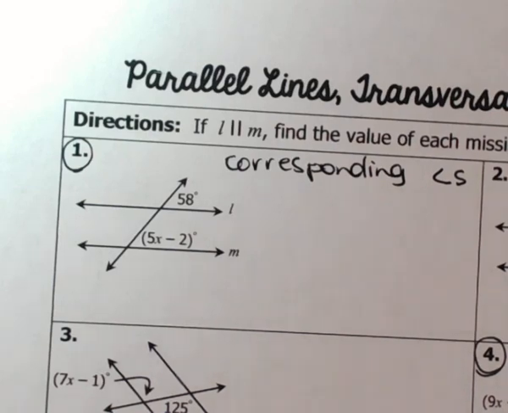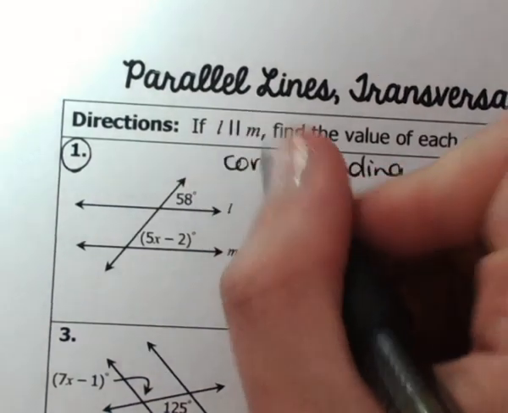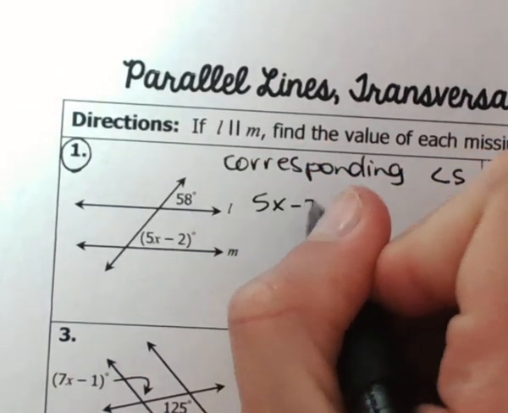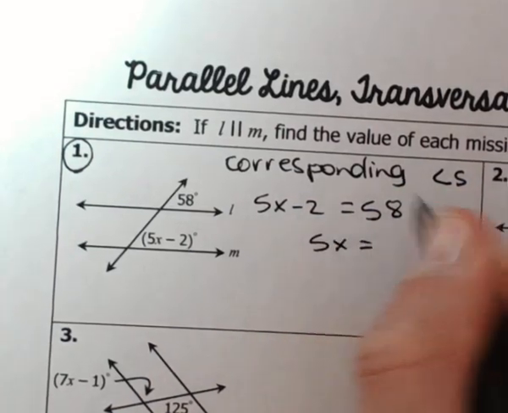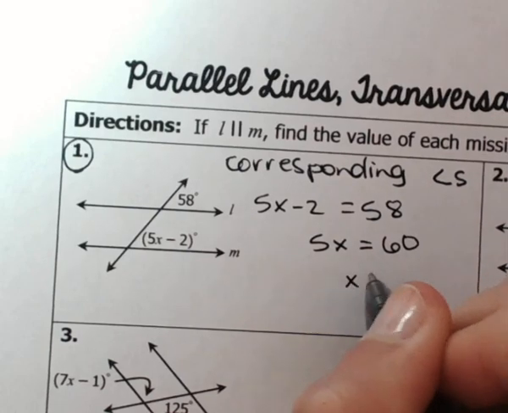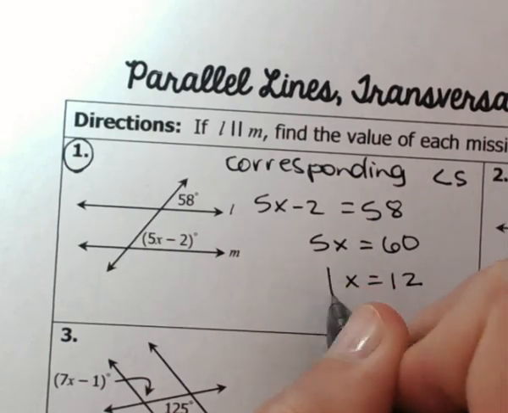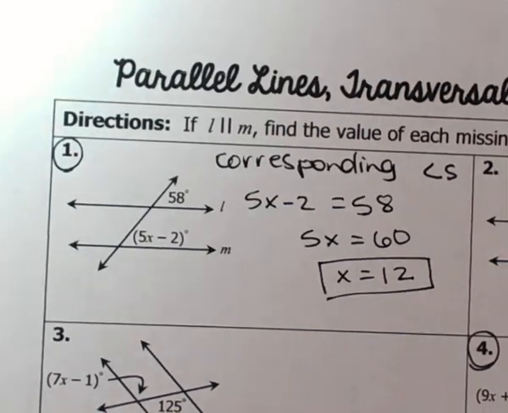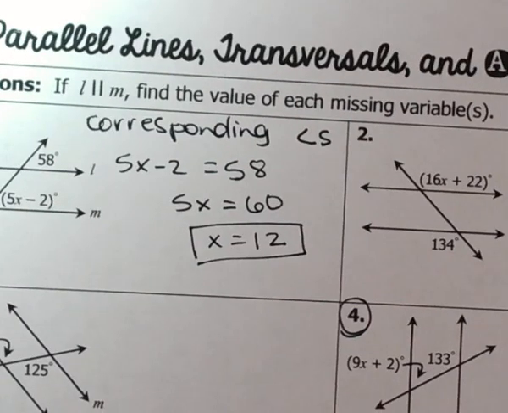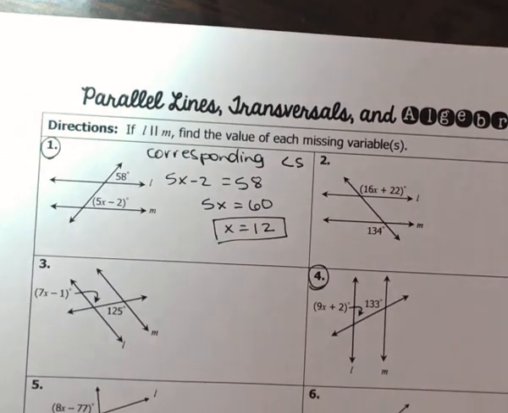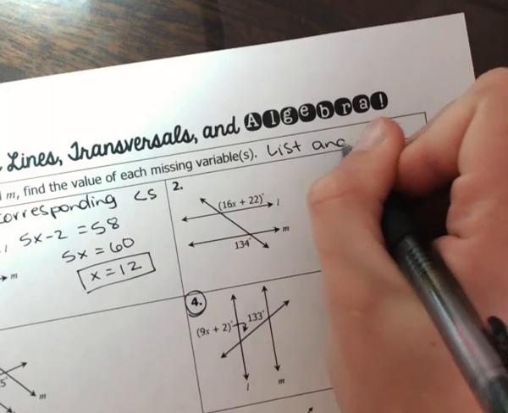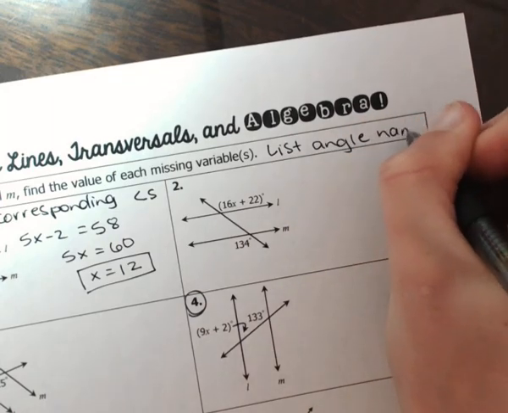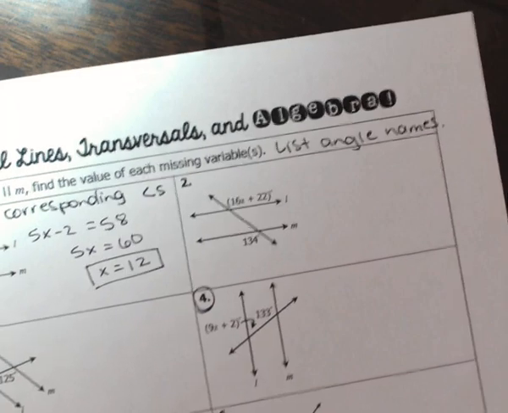So here on number 1, we have corresponding angles. So for corresponding angles, you're just going to set them equal to each other because they are congruent. Congruent means equal. And then you're going to add over your 2, and x equals 12. Please write in the directions, if you printed this out, that I also want you to list the vocab names. We'll say list angle names for each problem.